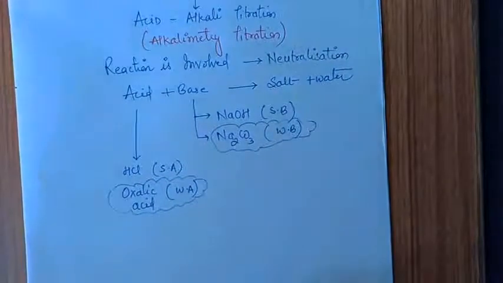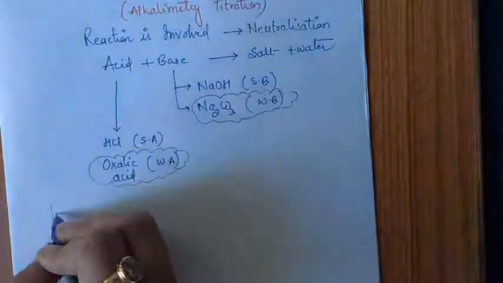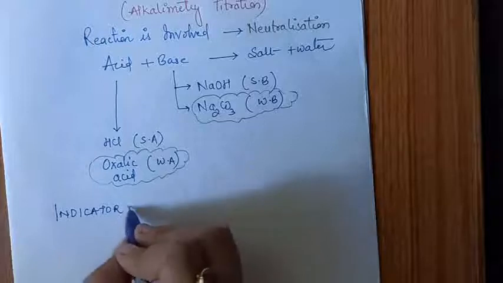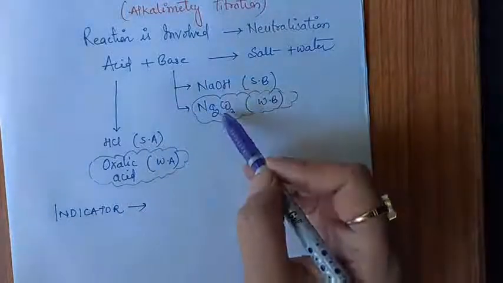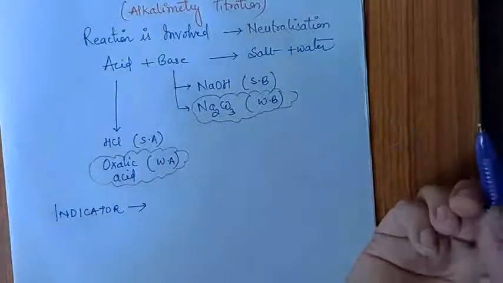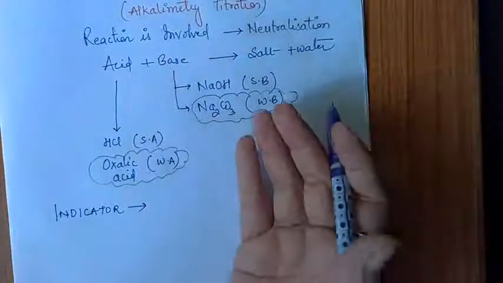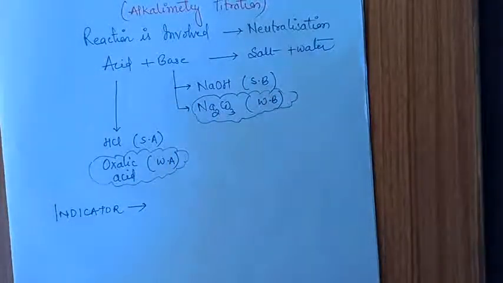One more thing, I used a new term for you, and that is indicator. So what is an indicator? Indicator is something which tells you the reaction is complete. As you know, NaOH on dissolving in water gives a colorless solution. The same holds for sodium carbonate, HCl and oxalic acid, which all give colorless solutions.